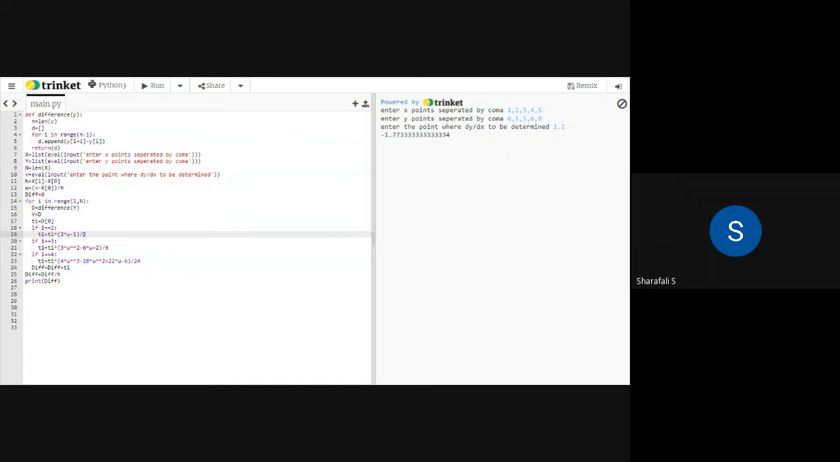So this is Newton's difference method to calculate the differentiation numerically. In the same way, you can also consider the second order differentiation. For that, you have to use that particular equation. So that's all.